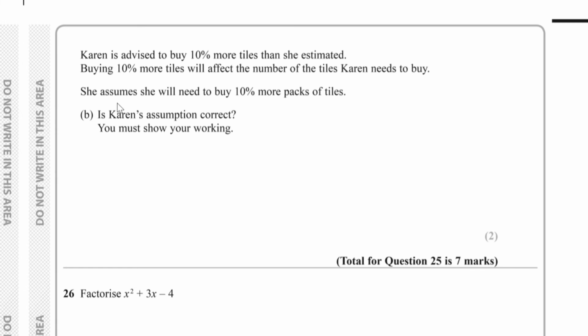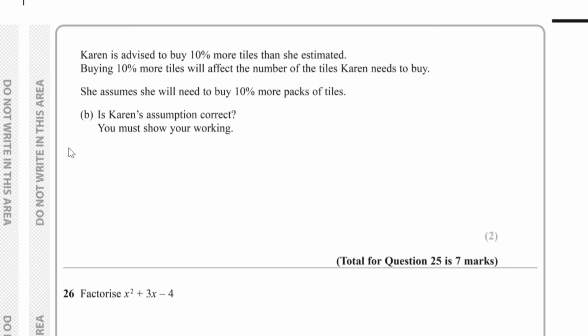Now, for part B, Karen is advised to buy 10% more tiles than she estimated. Buying 10% more tiles will affect the number of tiles Karen needs to buy. She assumes she will need to buy 10% more packs of tiles. Is Karen's assumption correct? You must show your working.